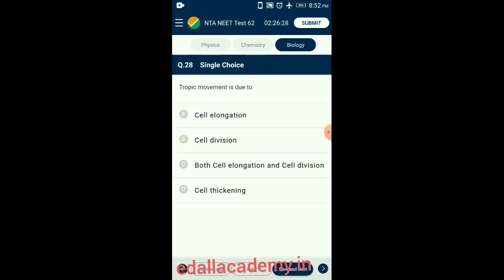Question number 28. Tropic movement is due to. Tropic movements are caused by cell elongation and do not affect the whole plant. Different tropic movements are phototropism, geotropism, chemotropism, aerotropism. Example: positively aerotropic pneumatophores, thermotropism towards warmth. Example: peduncles of tulip, anemone. Rheotropism, galvanotropism, and thigmotropism. So the answer is option A, cell elongation.